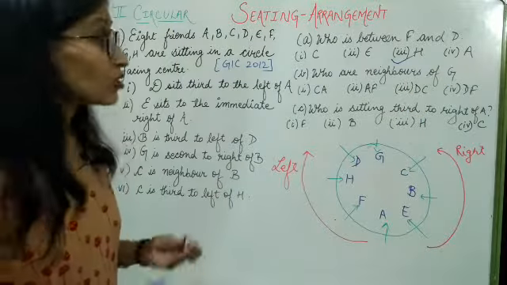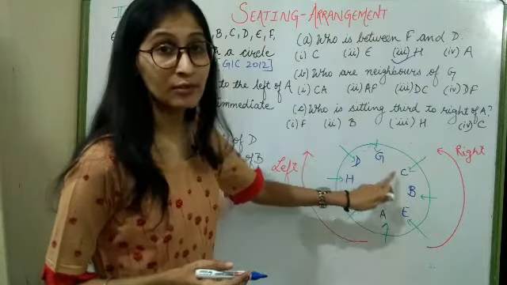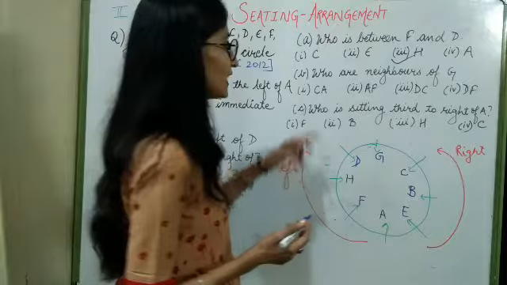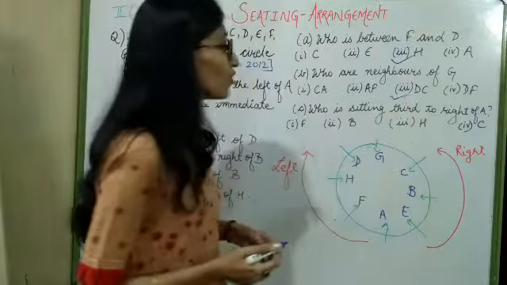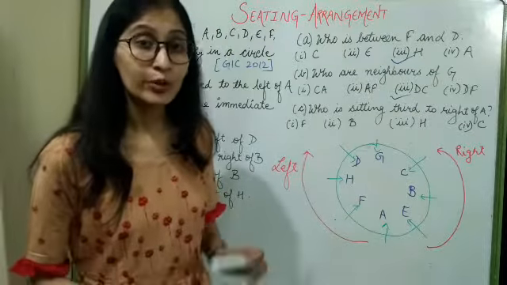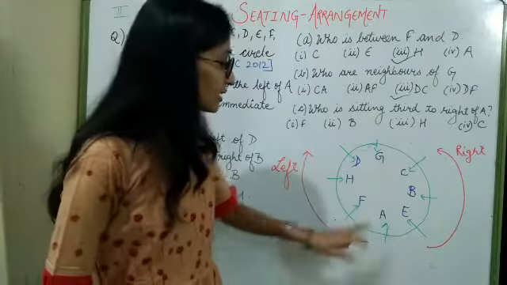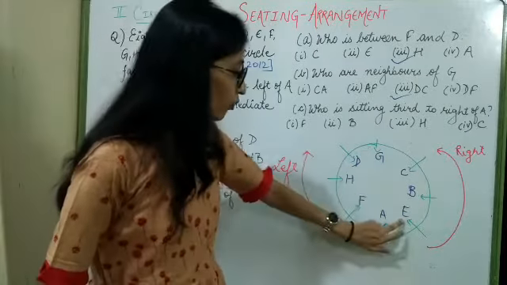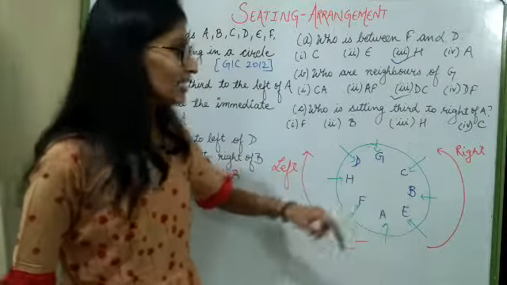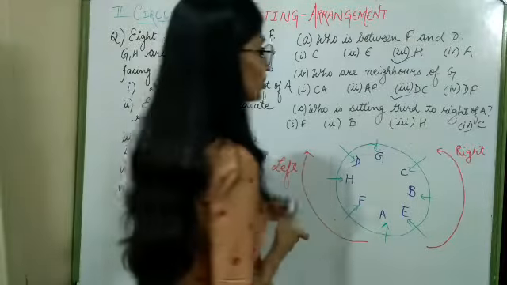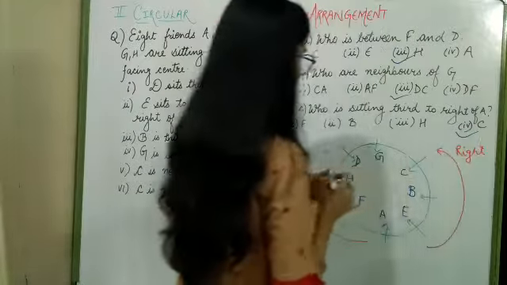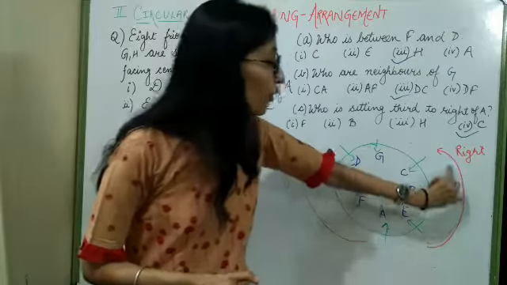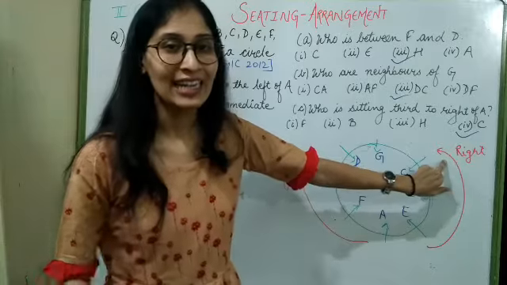Next is, who are the neighbors of G? G is seated between C and D. So C and D are the neighbors of G. Option 3. Who is sitting third to the right of A? This is the position of A. This side is showing the right of A. Third: 1, 2 and 3. So C is seated third to the right of A. So while solving questions on circular arrangement, the important point is to remember the right and left direction.